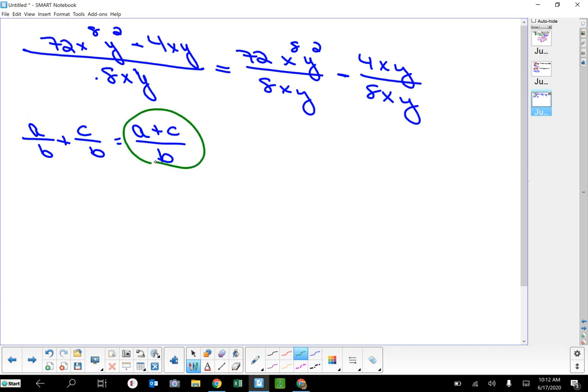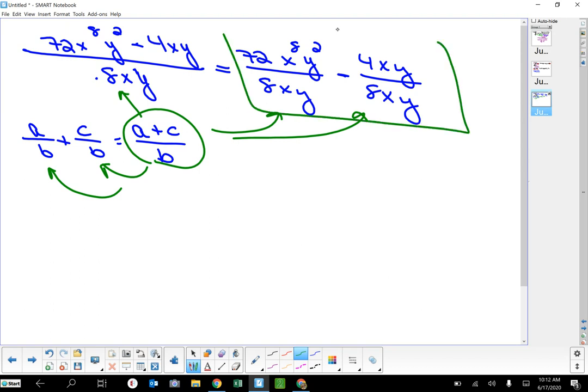You have this, which means you can separate it because they're over the same denominator into these two other fractions, which is what I'm doing right here. And that just makes it easier so you don't make a mistake and use up all your xy's in the first one. So now I'm dealing with this.